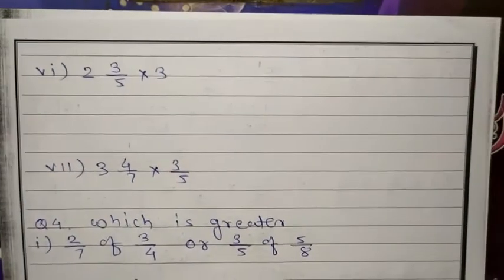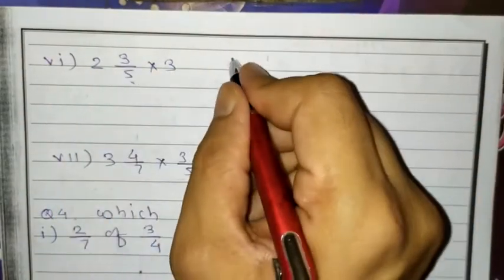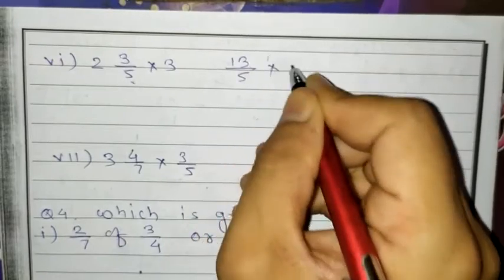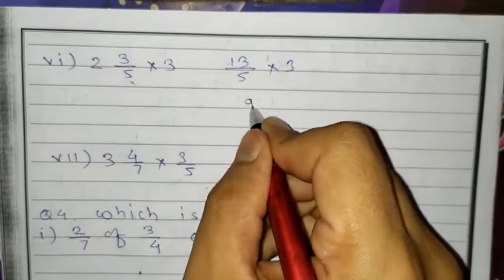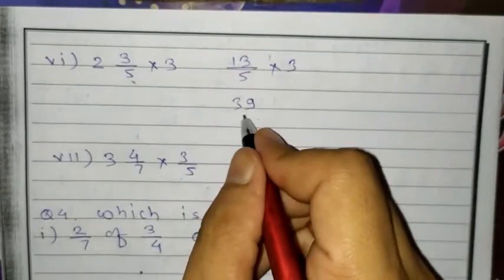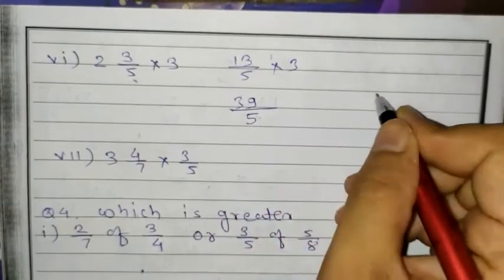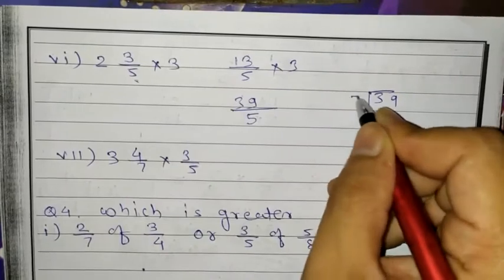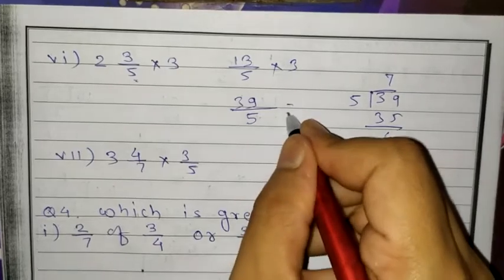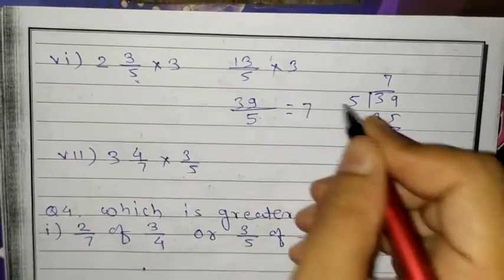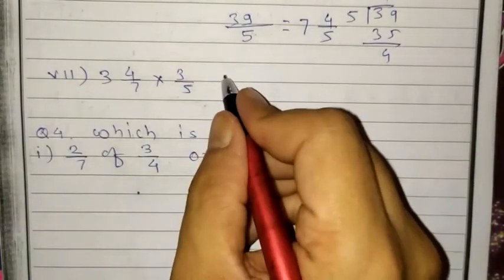In question number 6, you have to solve this. 5 into 2 is 10. 10 plus 3 is 13. 3 as it is. So do their multiplication. 13 into 3 is 39. And downside 5 will be as it is. So 39 divided by 5. 5 into 7 is 35. The remainder will be 4. So the answer is 7 4 upon 5. This is the answer. Now going to the seventh one.